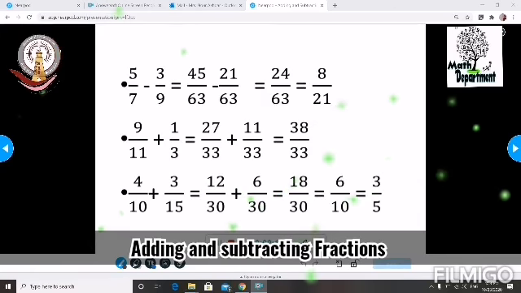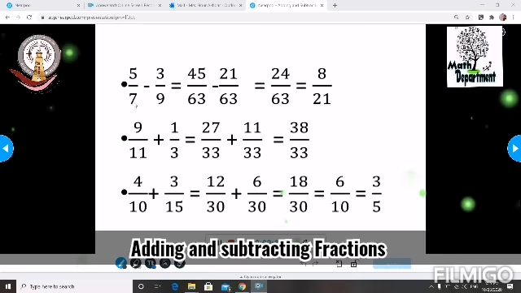Let's look now at the examples we have here. 5 over 7 minus 3 over 9. I look at the two denominators I have, 7 and 9. 9 is not a multiple of 7. Okay, 9 is not a prime number, but 7 is a prime number. That's why the LCM of 7 and 9 is their product. So 7 times 9 is 63. The common denominator has to be 63.